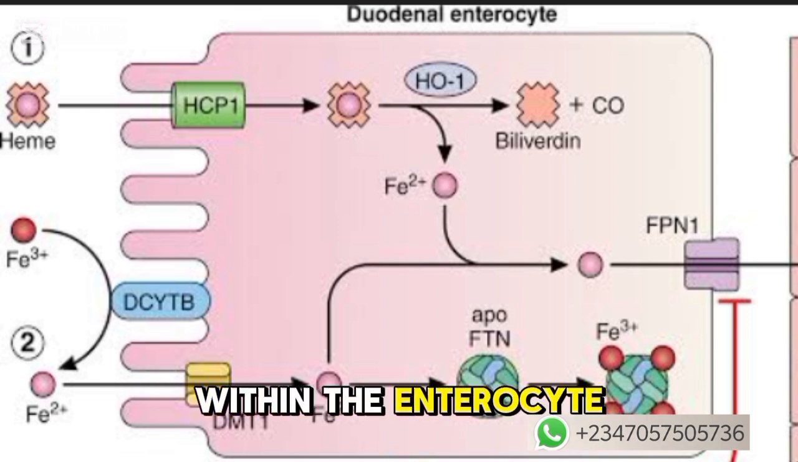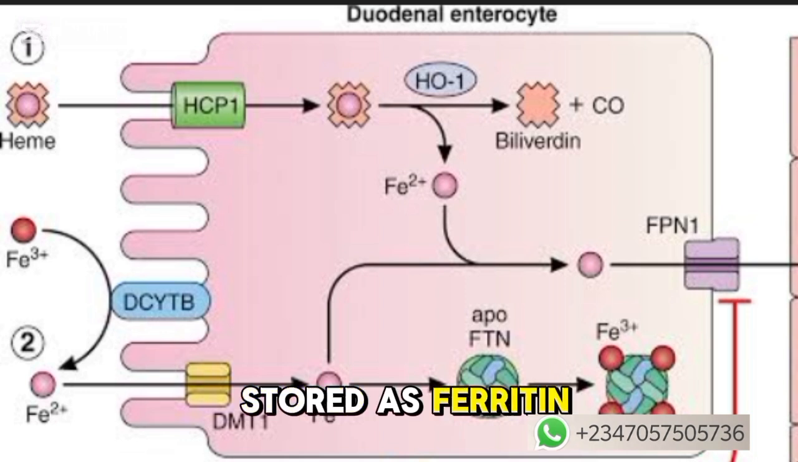Within the enterocyte, iron is either stored as ferritin or directed toward export. Exported iron exits via ferroportin and is oxidized back to the ferric form by hephaestin, a copper-dependent ferroxidase. Ferric iron then binds to plasma transferrin.